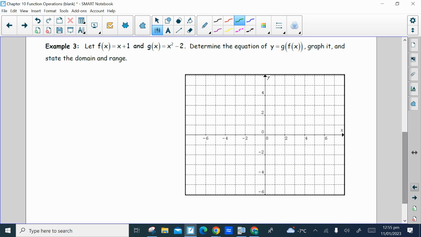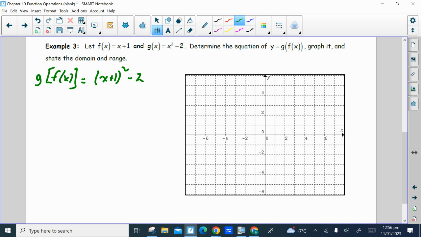So now we'll look at examples where we also graph on a grid. So we've got f and g given. We want to find g at f at x. So that means f is going to be embedded into g. So wherever you see the variable in g, which is this x that has to be squared, you're going to replace that x with f, x plus 1. It's got to be squared, and then we have minus 2.